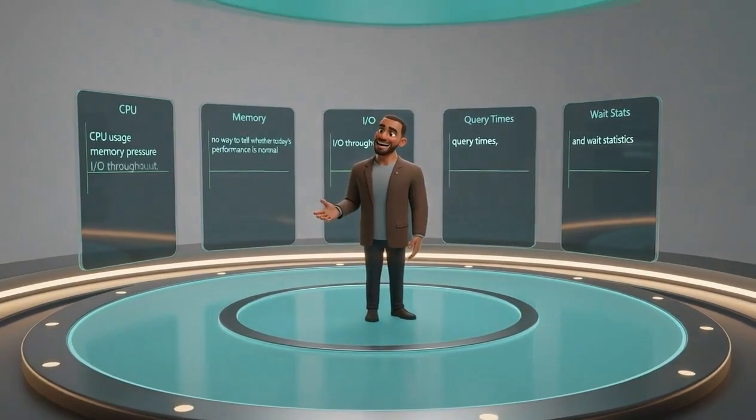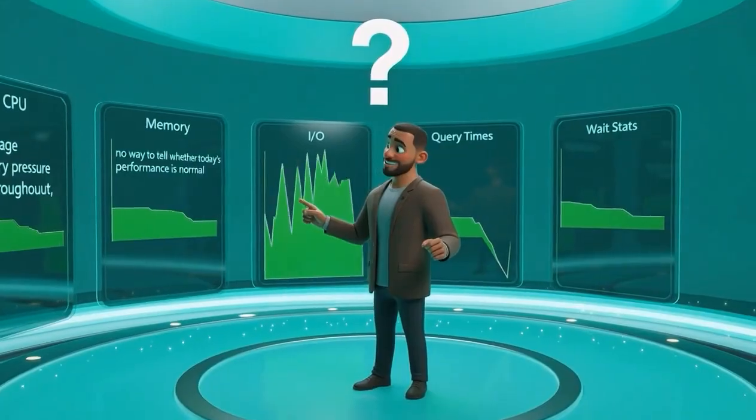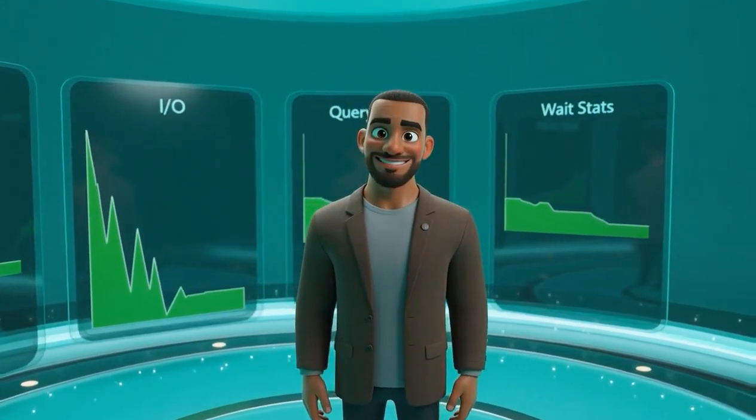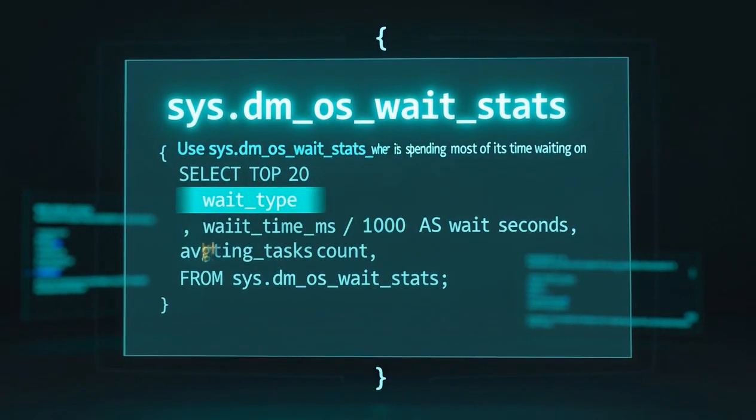A performance baseline is a snapshot of how your SQL Server performs under normal conditions: CPU usage, memory pressure, I/O throughput, whether today's performance is normal or degraded. Use sys.dm_os_wait_stats to capture what SQL Server is spending most of its time waiting on.